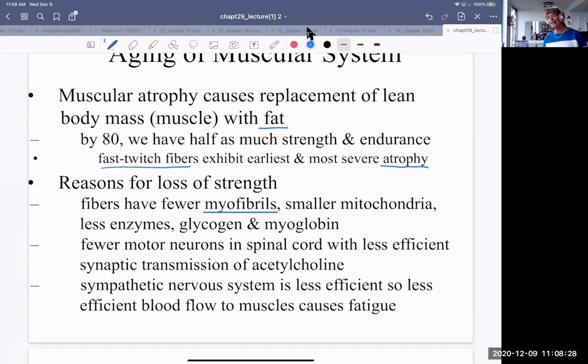Those are the fibers that contract. Smaller mitochondria, those are the organelles that provide energy. Fewer enzymes, less glycogen, and myoglobin. So glycogen is the storage of glucose, and myoglobin is the storage of oxygen. There are fewer motor neurons in the spinal cord with less efficient synaptic transmission of acetylcholine. And the sympathetic nervous system is less efficient, so there's less efficient blood flow to muscles, which causes fatigue.